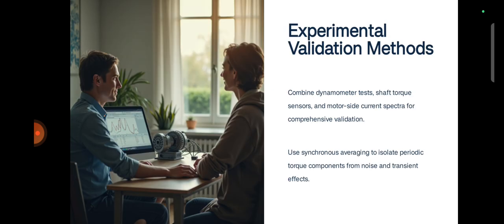Experimental validation methods. Combine dynamometer tests, shaft torque sensors, and motor-side current spectra for comprehensive validation. Use synchronous averaging to isolate periodic torque components from noise and transient effects.